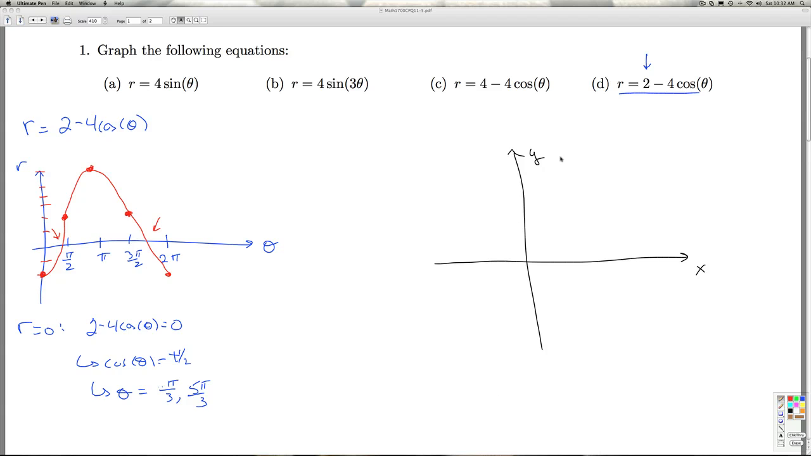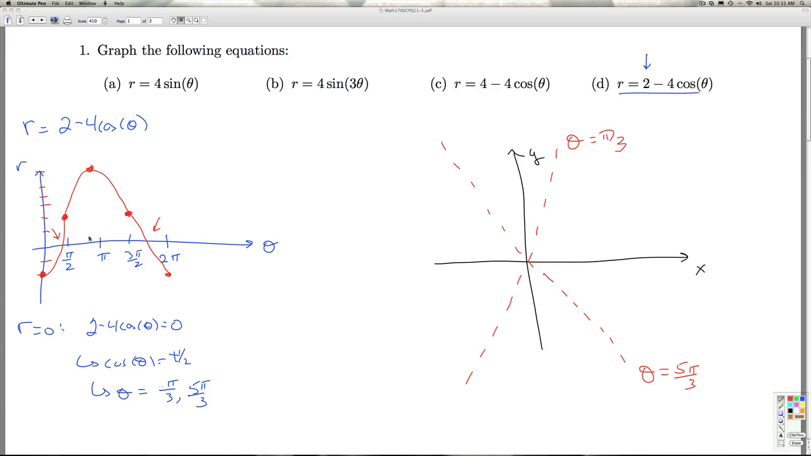So I have to dot in these lines then. So we're going to pretend that's the dotted line, theta equals pi over 3. And then I'm going to dot in 5 pi over 3, like so. Okay, now, it starts off negative. We don't like negative r values, but that starts out negative. It goes from -2 to 0 as theta runs from 0 to pi over 3.